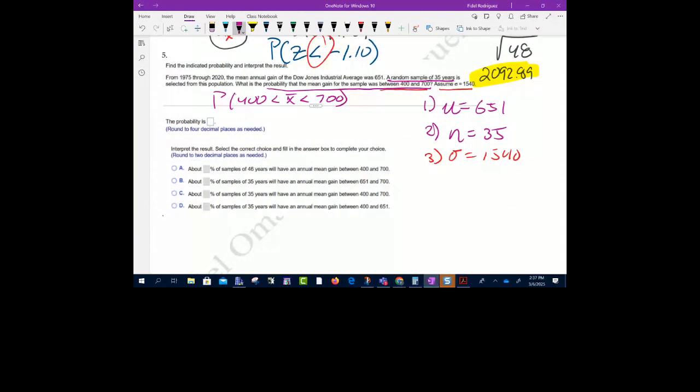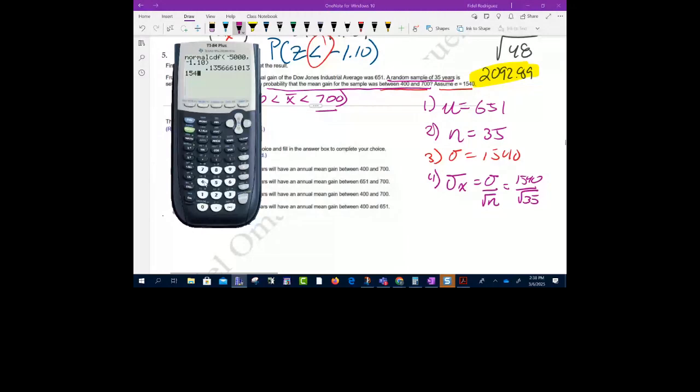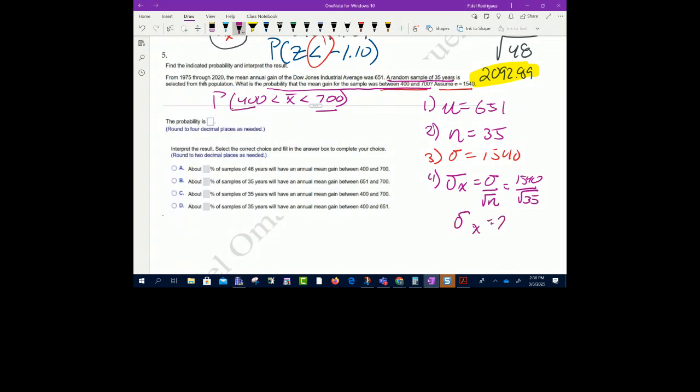So let's do this, y'all. We're going to have to find two z-scores, one for 400, one for 700. Before we do that, y'all, let's find the standard deviation of our sample size. So remember, we're going to take our standard deviation and divide it by the square root of n. So I'm going to take my calculator right here, 1540, and divide it by the square root of, what do we say our sample size was? 35, right? Boom, 35. Okay, let's take a look. Y'all, 260, 30 cents or 31? 31, very good. 260 and 31 cents.